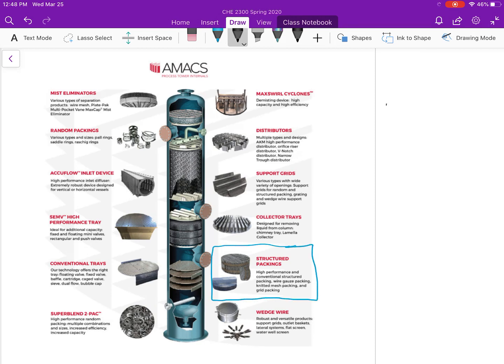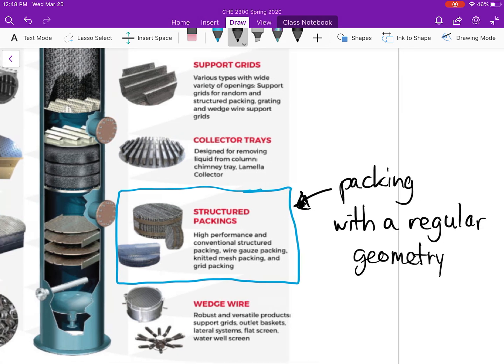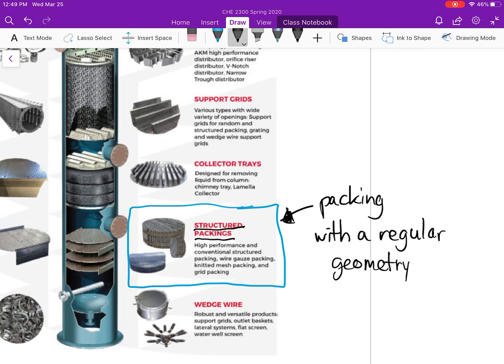what is known as structured packings. This is packing with a regular geometry. And this type of packing is designed with a specific size, shape, and void fraction, and is typically either bundled together or is a solid piece of metal. Again, this is what's known as structured packing, and it's called structured packing because it is intentionally designed to lay inside the column in a particular manner and therefore have a particular void fraction that is consistent based on the type of structured packing that you choose.